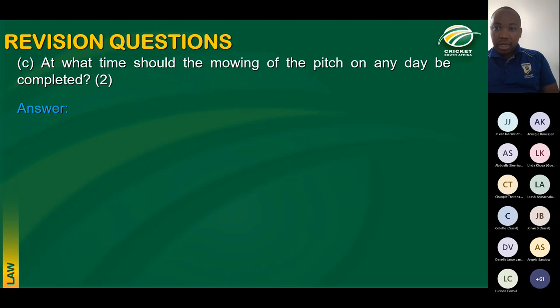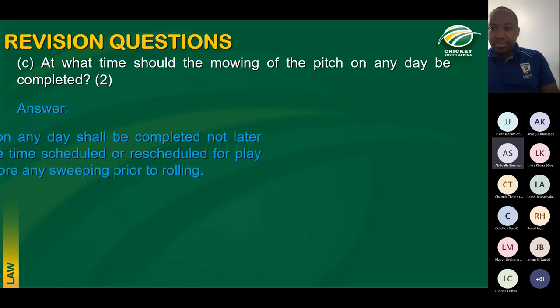Quite a few hands up again, Abdullah. Top of the list is Liabona. Please unmute your microphone, Liabona, and give us your answer to this question. Okay, mowing may not take place earlier than 30 minutes before start of play. Okay, so if we've got a 10 a.m. start, when does mowing need to be completed, Liabona? It should be completed by 9:30.